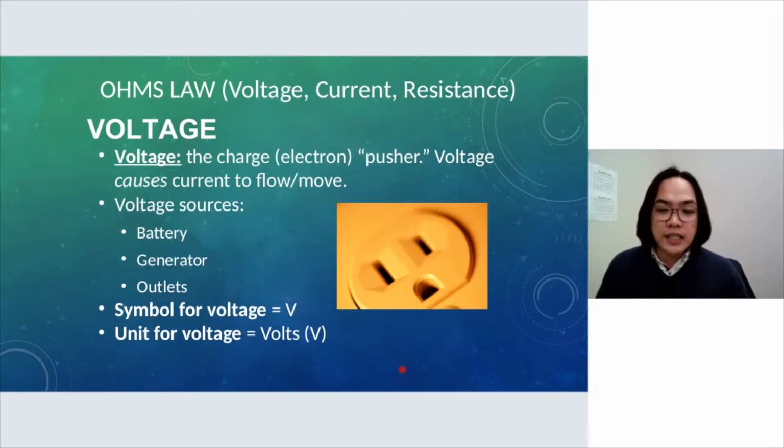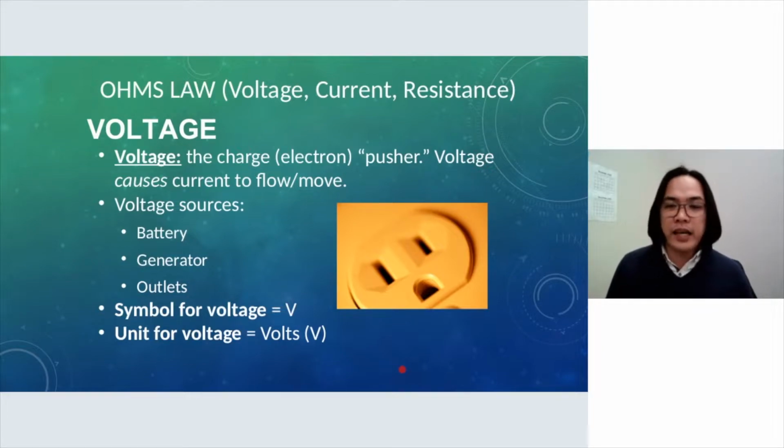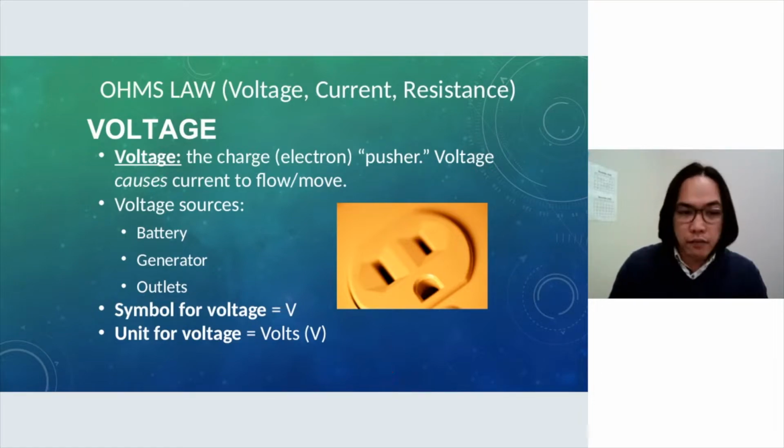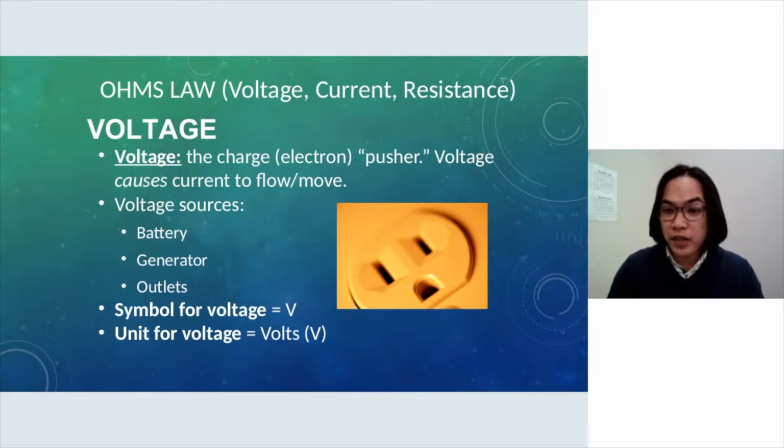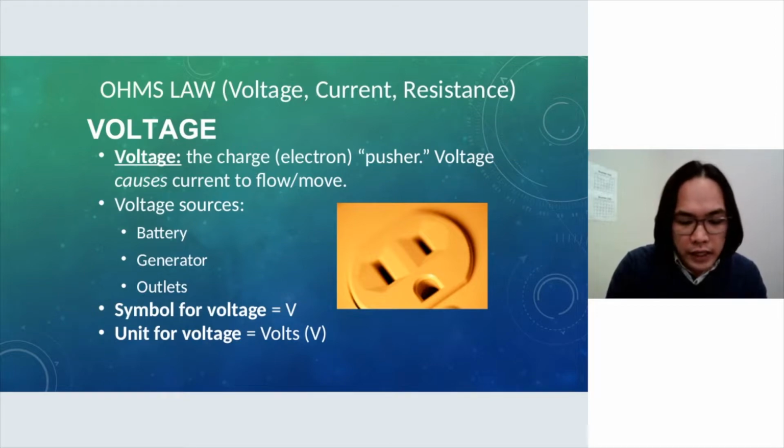So voltage sources include your battery, of course, and then a generator for bigger stuff, and then of course outlets at home. So you're using that as a power source or an electron pusher. Voltage has a symbol, big letter V. Since this is a quantity, meaning we can solve for it. That's why there's a device that can check how high the voltage is. And of course, checking the voltage is very important also for safety. The unit is volts, with the same symbol. So it's still big letter V.